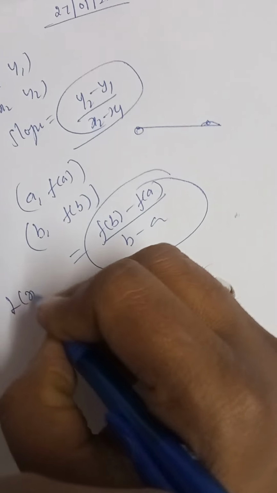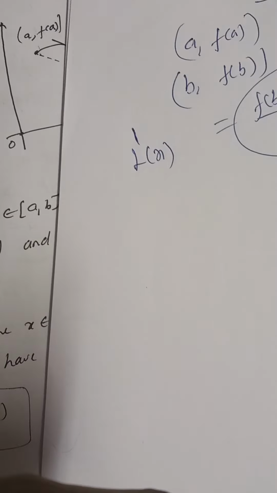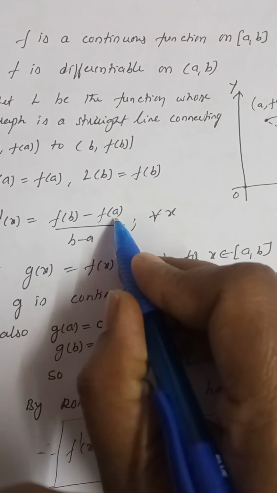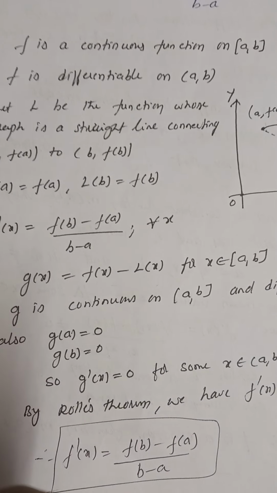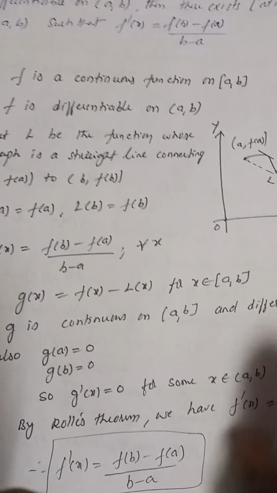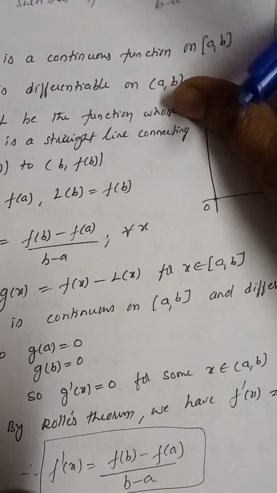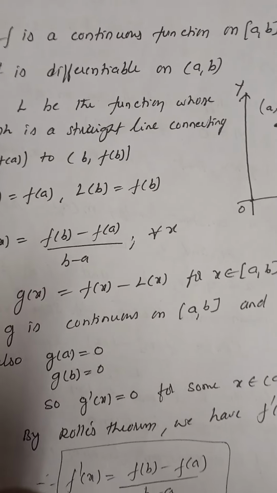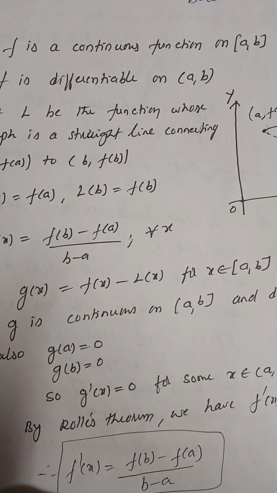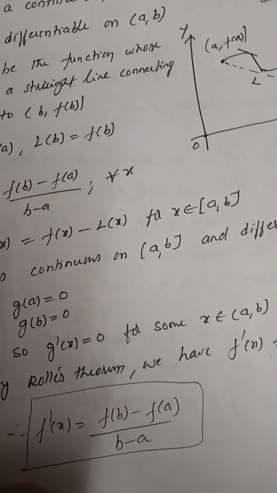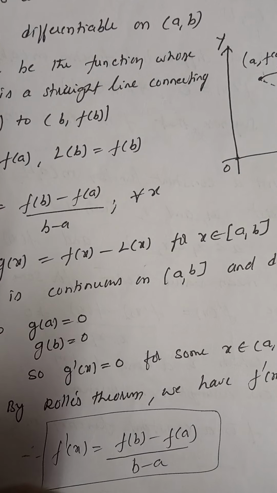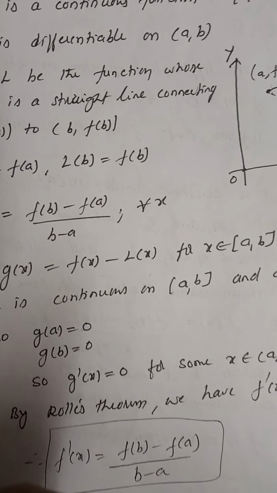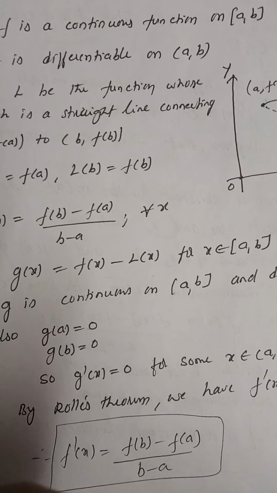Now this line is denoted by L of x. The slope of that line L of x is nothing but L dash of x. So L dash of x is equal to (f of b minus f of a) by (b minus a) for all x. We are just writing the slope, that's it. Now we are defining a function. Let g of x be equal to f of x minus L of x. Here f of x is continuous, and L of x is also a continuous function, therefore g of x is also continuous. Because f is already a continuous function, and L of x is a straight line, which is also continuous. If you subtract one continuous function from another continuous function, you will get another continuous function.